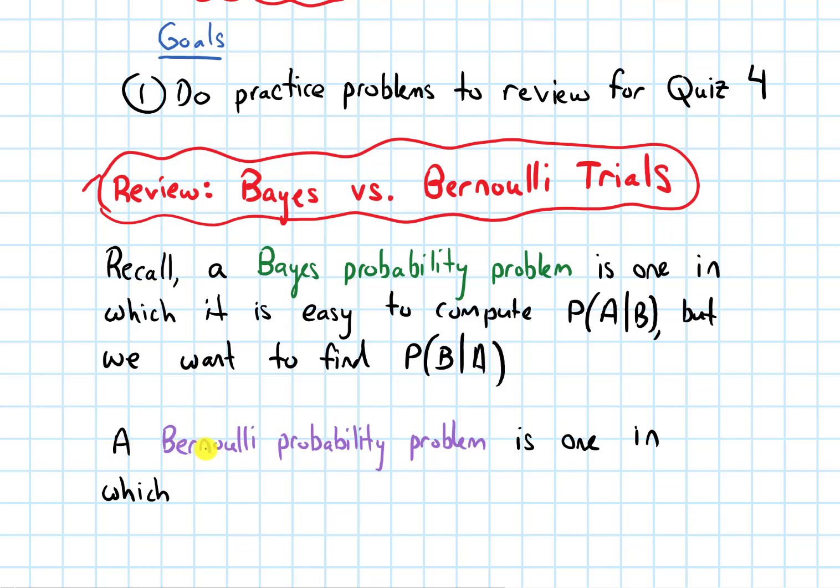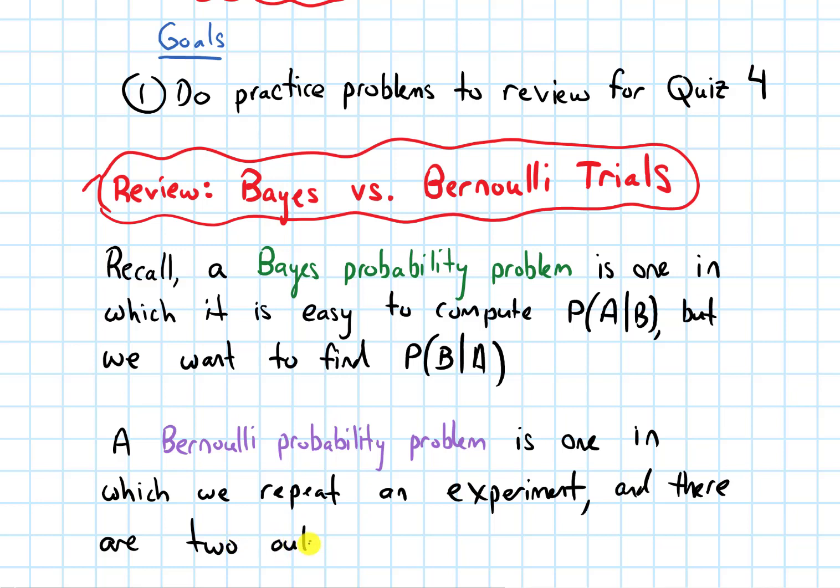And a Bernoulli probability problem is one in which we repeat an experiment. So we are going to repeat an experiment, usually several times, and there are two outcomes in each stage.